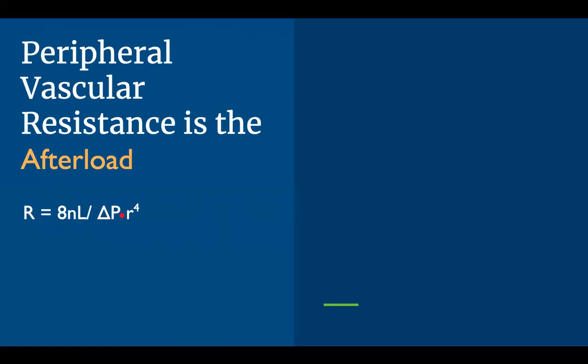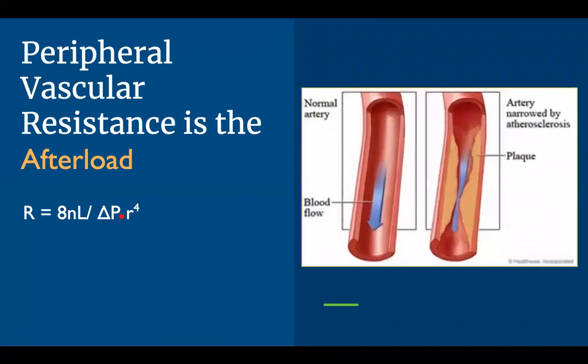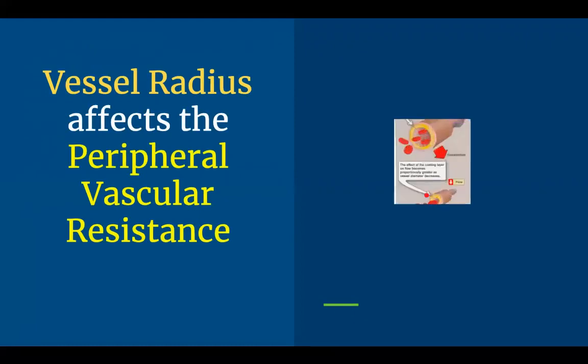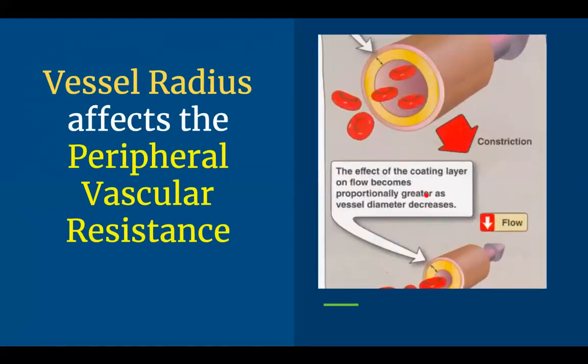The pi is missing here. And when there is atherosclerosis, that is fatty coronary arteries due to lipid deposition, then what will happen? Peripheral resistance increases because the vessel radius affects the peripheral resistance.